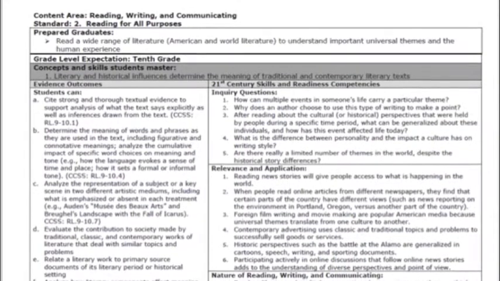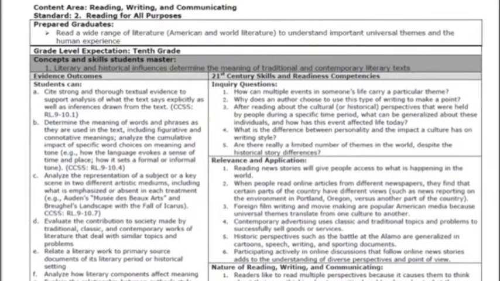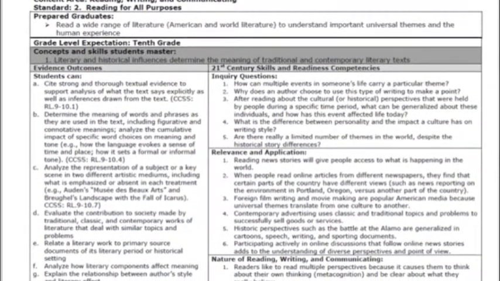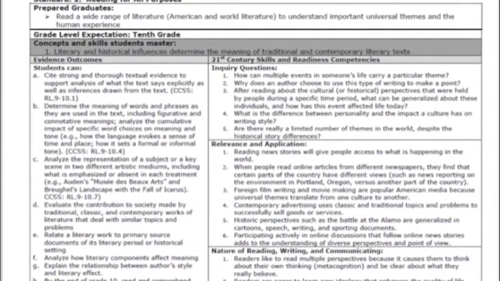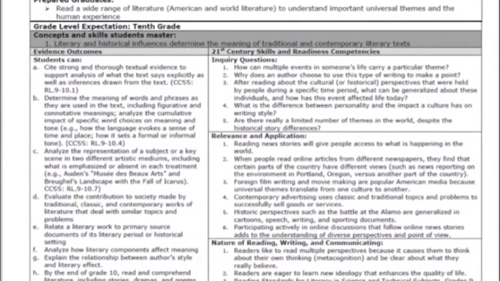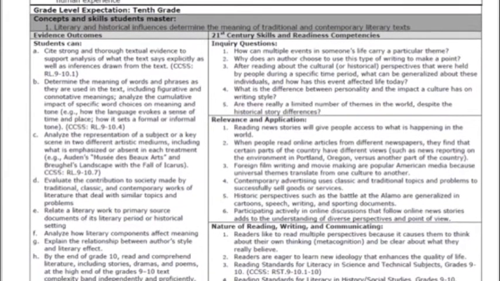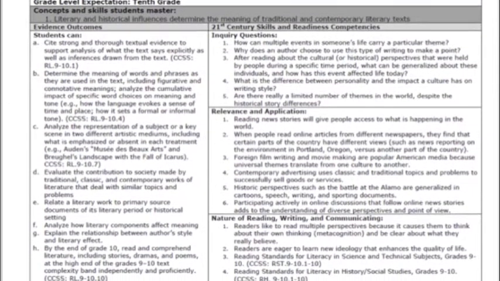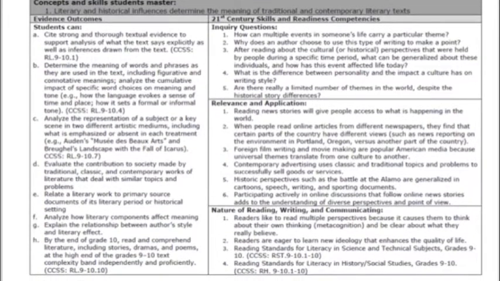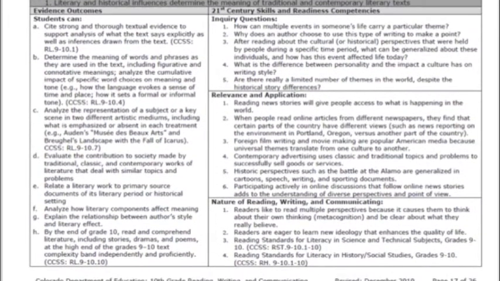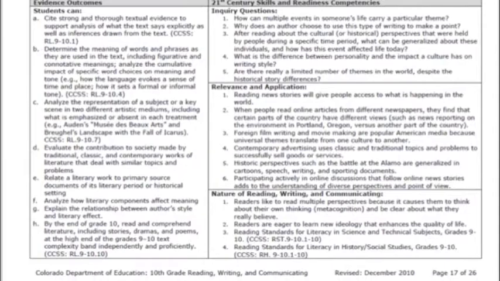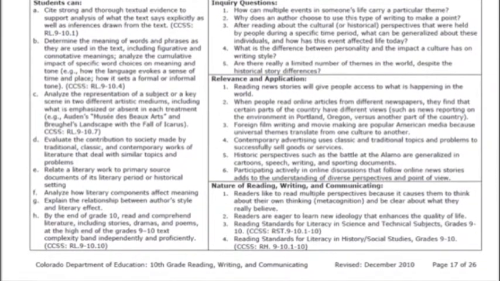This lesson fulfills the Colorado Department of Education Standard 2 for 10th grade reading, writing, and communicating. This standard states that prepared graduates will be able to read a wide range of literature, American and world literature, to understand important universal themes and the human experience. It also elaborates on the inquiry question, how can multiple events in someone's life carry a particular theme?